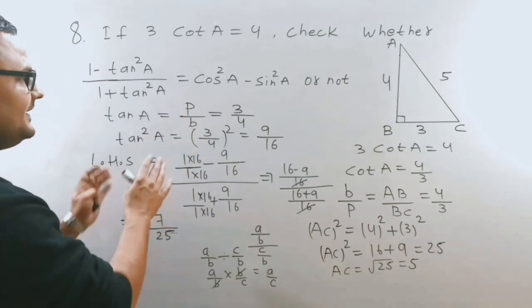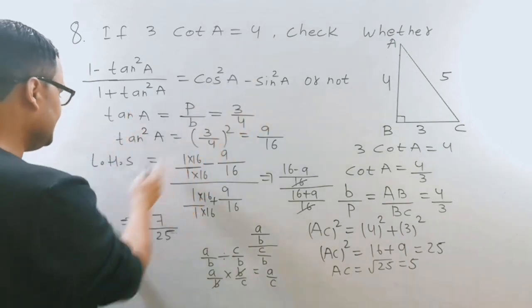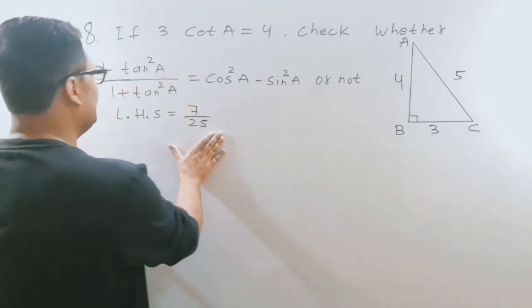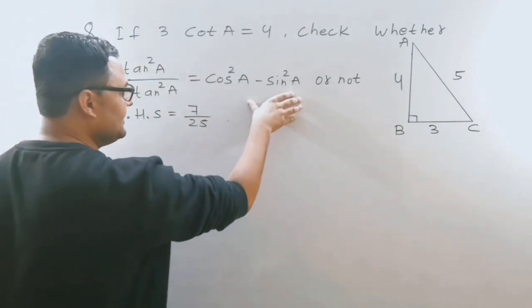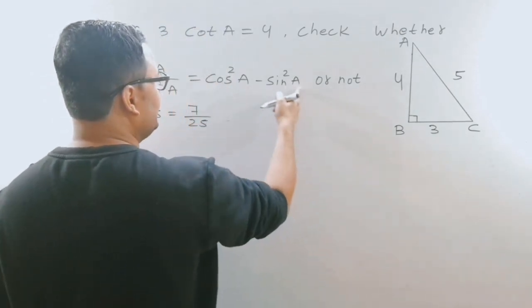Just copy it, I will erase it, and I will also find the value of RHS. Is this equal to this or not? Now LHS we got 7 by 25. We have to simplify the RHS now. So we need cos A and sin A.